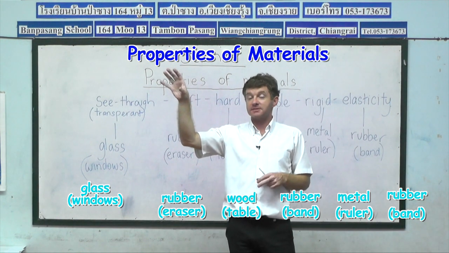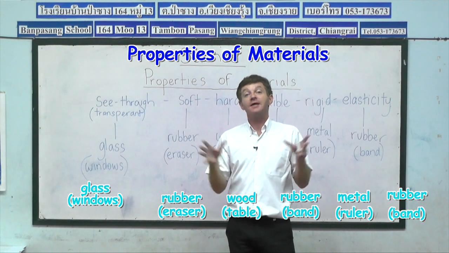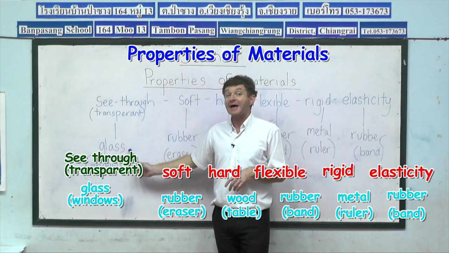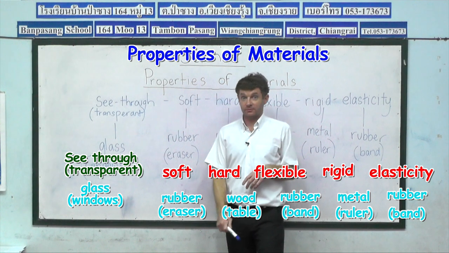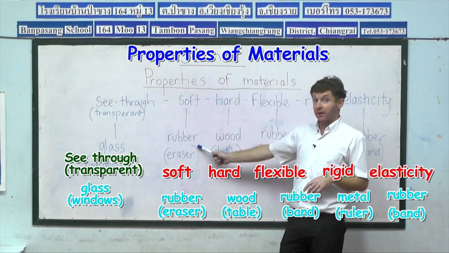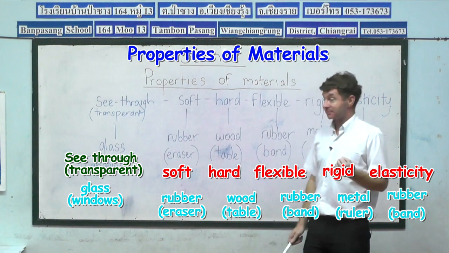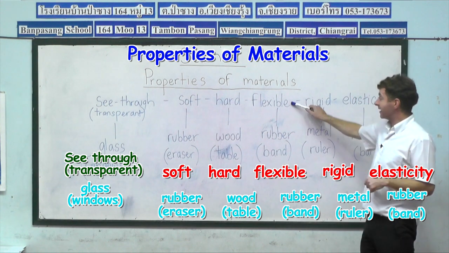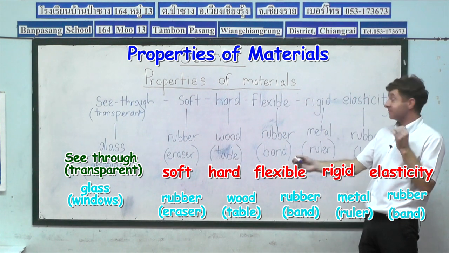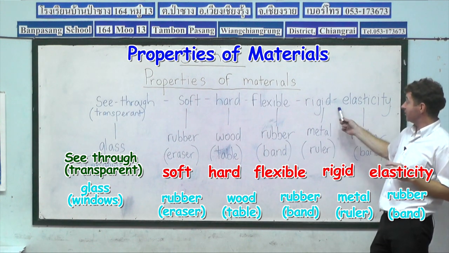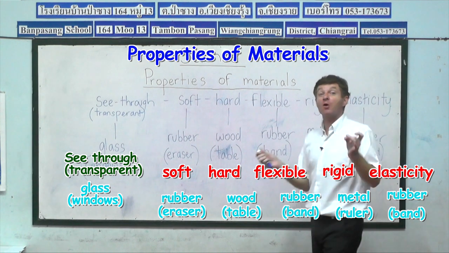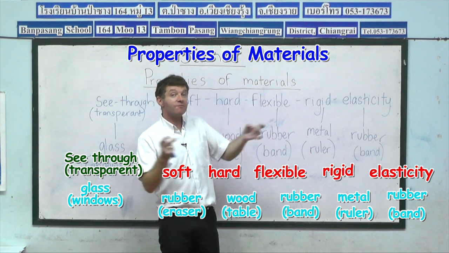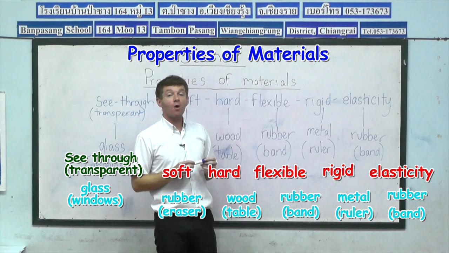We've got properties and the different materials and objects that display these properties. So one more time, guys. See-through, glass, such as windows. Soft, rubber, like an eraser. Hard, wood, like a table. Flexible, if we stretch it, a rubber band. Rigid is something metal, like a ruler. And then finally, elasticity, like flexible, if we stretch the rubber band, it goes back into its original shape.